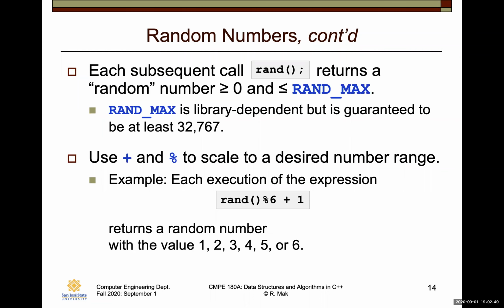Now, quite often you want random numbers within a certain range. So maybe you're simulating some sort of dice game, and you want a random number to represent somebody tossing a die.